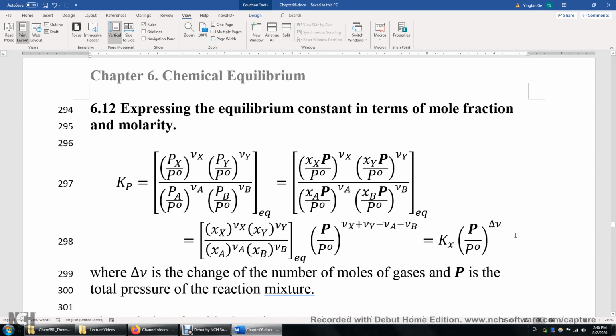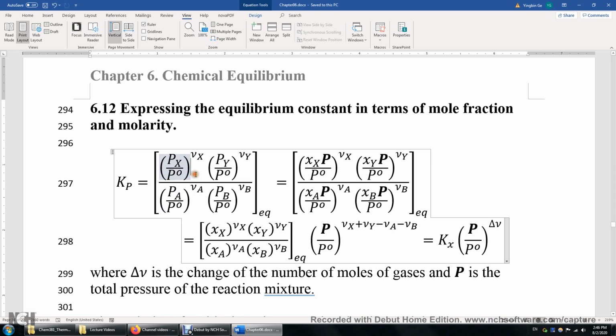Section 6.12. Expressing the equilibrium constant in terms of mole fraction and the molarity. So first, let's look at this equilibrium constant of pressures. We use the pressures of the products and reactants. Make sure you divide each pressure by P0 to compare the pressure with the standard state, because again, the standard state is used as the reference. And then we need to put the coefficients over here as the power of this P over P0. This is K sub P at equilibrium.